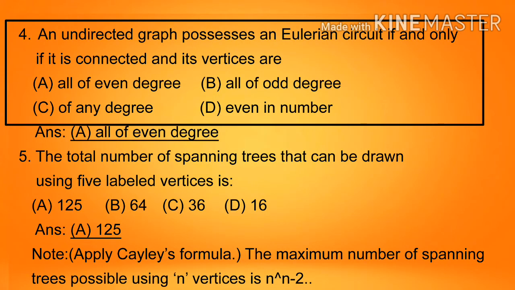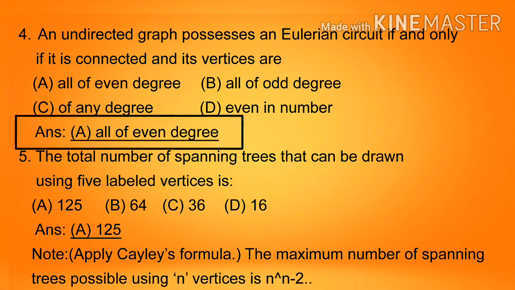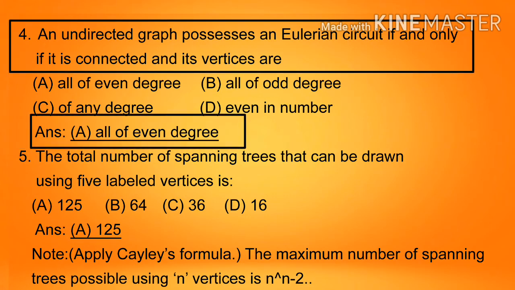Question number 4. An undirected graph possesses an Eulerian circuit if and only if it is connected and its vertices are option A, all of even degree, option B, all of odd degree, option C, of any degree, option D, even in number. The answer is option A, all of even degree. That is, an undirected graph possesses an Eulerian circuit if and only if it is connected and its vertices are all of even degree.